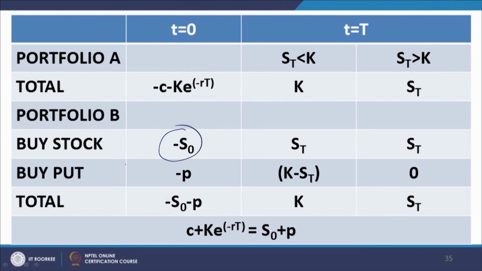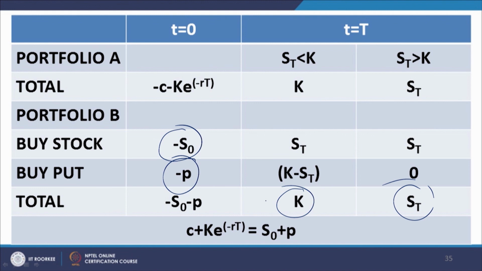So, you buy 1 unit of the stock at t equal to 0, and the value of the stock at maturity will be ST, independent of whether ST is less than K or greater than K. We also buy a put option, for which we pay a price, and the payoff from a long put is K minus ST if ST is less than K and 0 otherwise. The net payoff at maturity turns out to be K if ST is less than K and ST if ST is greater than K.